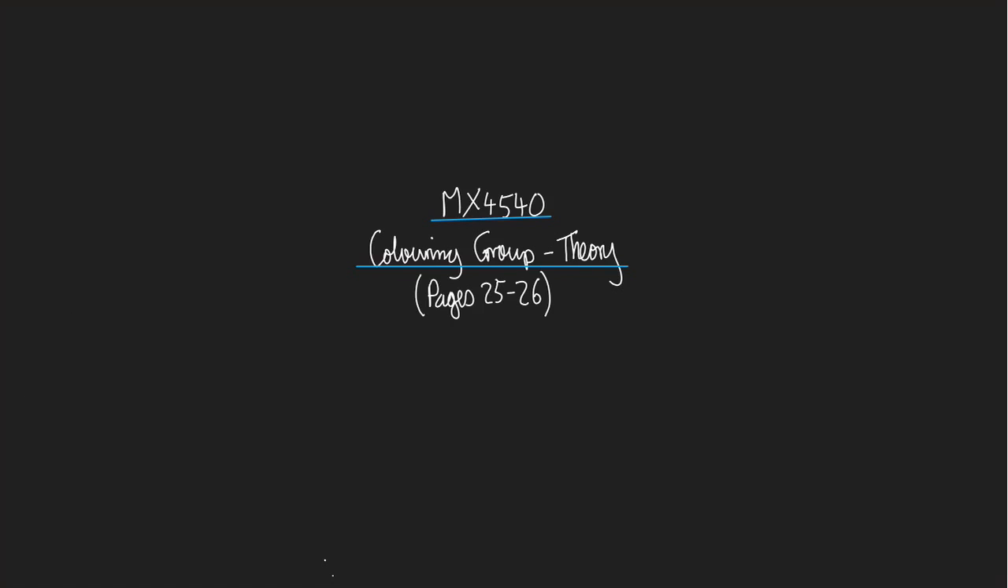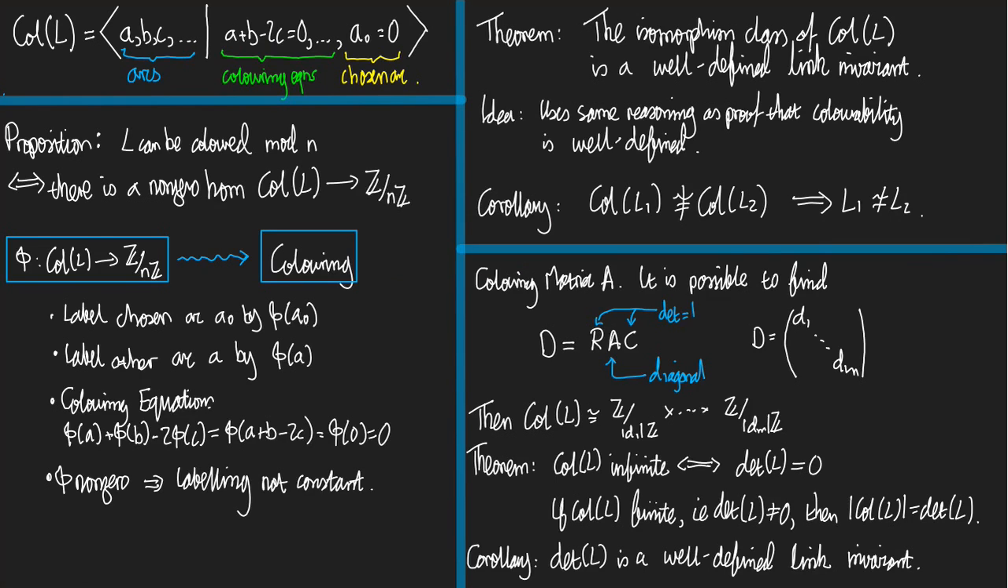Welcome to a mini lecture about the theory of the colouring group. So this is what you can read about on pages 25 to 26 of the course notes. Here we go. So this is just a roundup of the theoretical results. And let's start in the top left corner with a reminder: what is the colouring group?